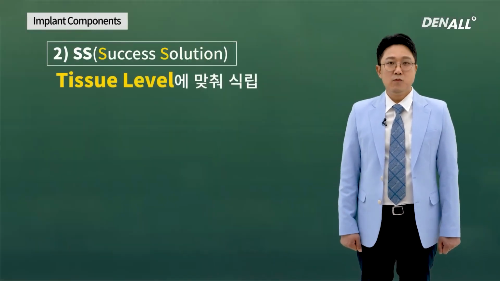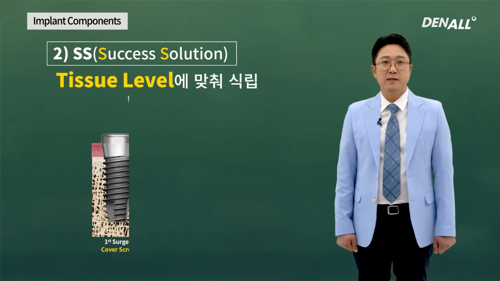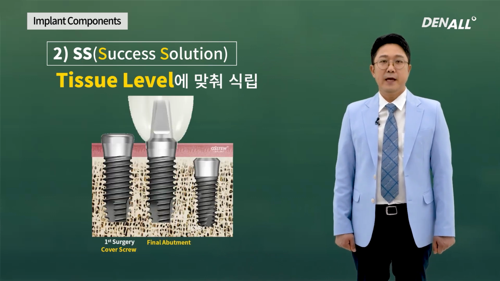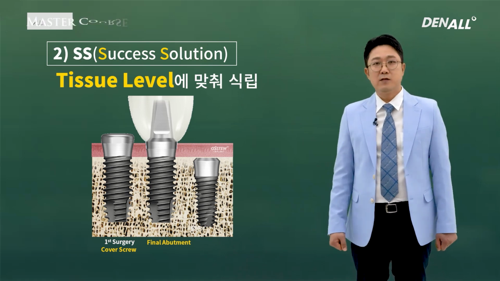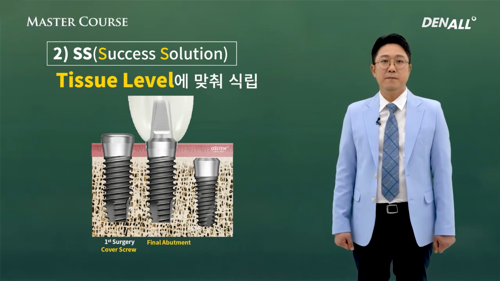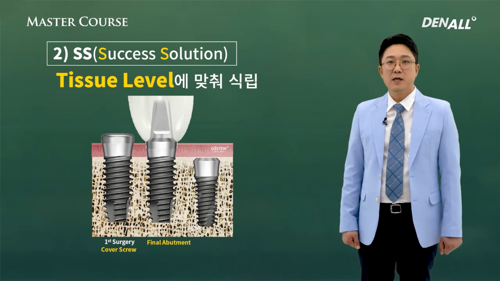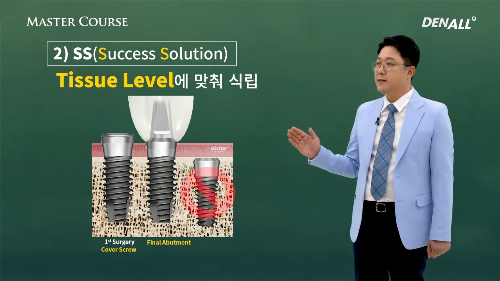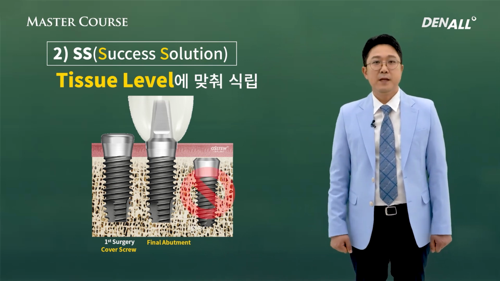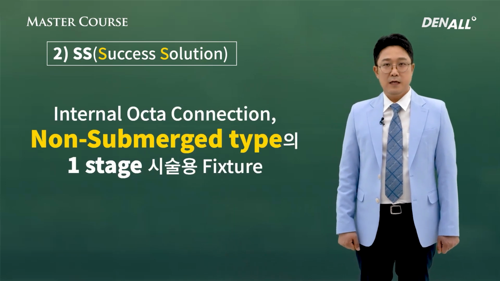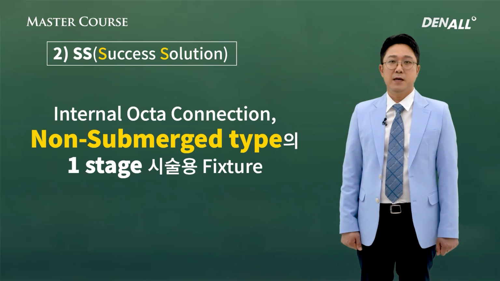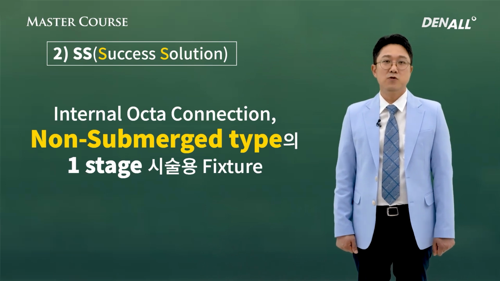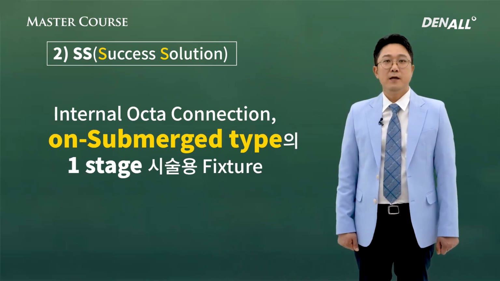Next, I'm going to talk about SS fixture, which is tissue-level implant. As shown in the image, it is placed following the tissue level. Unlike TS implant, you should not place this implant deep. SS implant has internal octa structure, and it is a non-submerged type, and it is a fixture for 1-stage surgery.